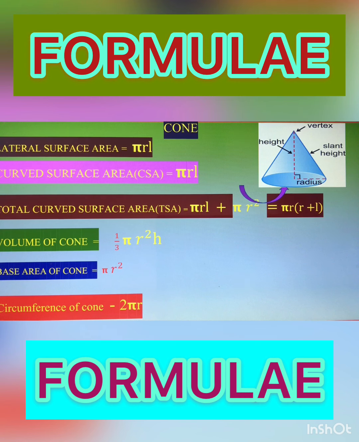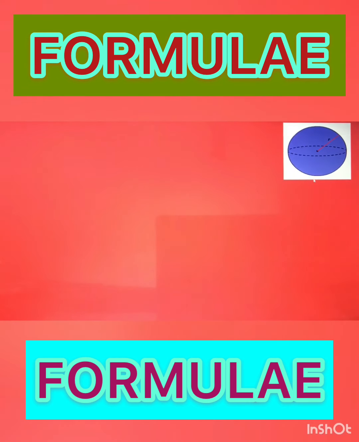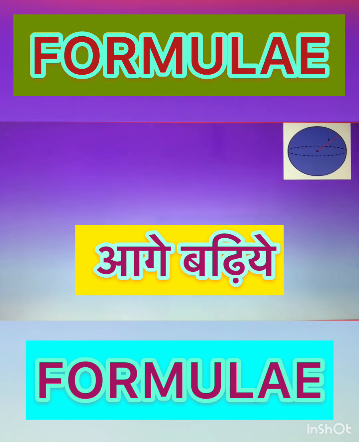Now moving forward, you can see that this is the base area which is indicated by the arrow. So this is a circular part. This circular part means area of this circular part is always pi r square, and the circumference of the circular part is 2 pi r. Okay, now moving to the next solid, that is sphere.